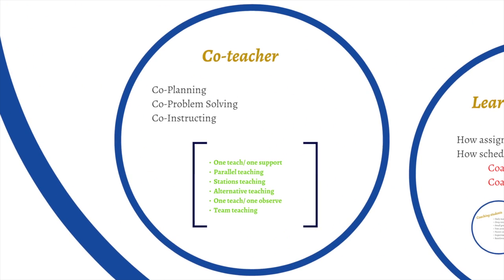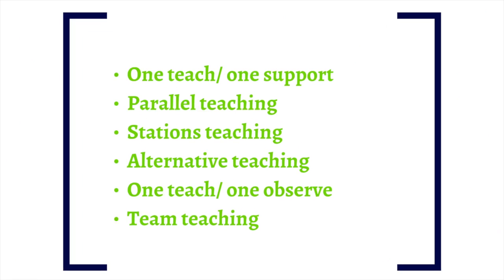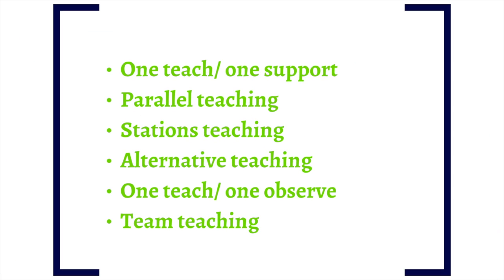Let's look more closely at two of these. In co-teaching, the co-teacher must have some co-planning time with their partner, some co-problem solving time with some tools that they can use to co-problem solve, and then the focus, of course, is on co-instructing in the classroom. That co-instructing boils down to 6 different roles. One teach, one support, where one teacher is taking the lead for a part of the lesson and the second one is supporting student learning.